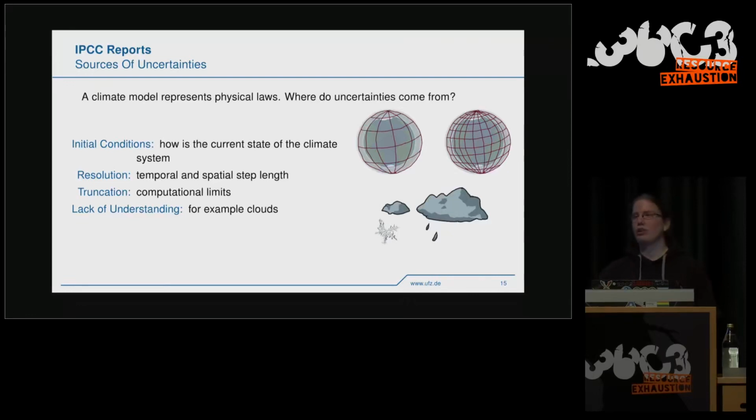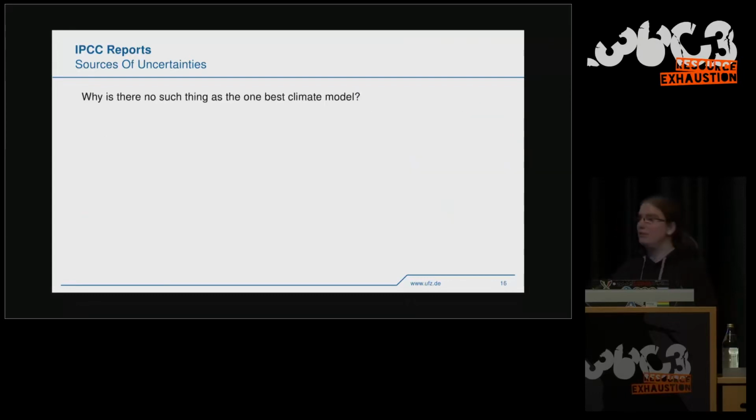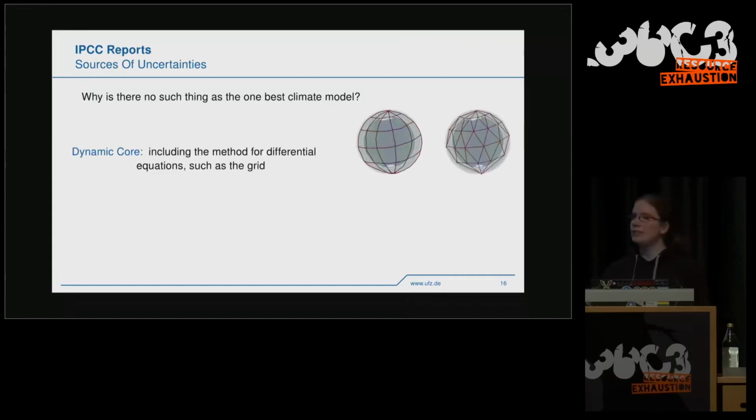Clouds in climate models usually tend to rain too early. But if you know all these sources of uncertainty, why is there no such thing as the one best climate model? Meaning, why can't we go to the highest resolution and the best computer we get and do everything just in the best way, and then we would have our best climate model? And there are some reasons for that.